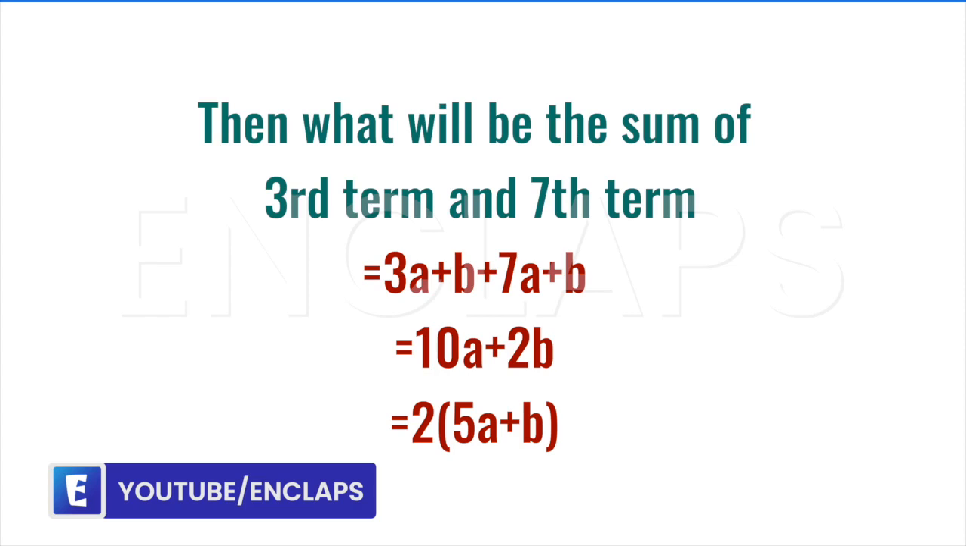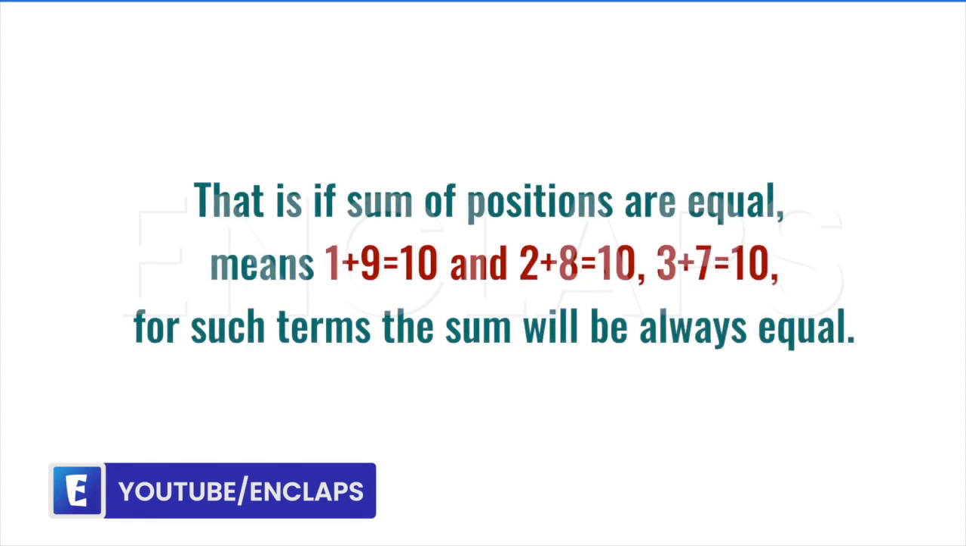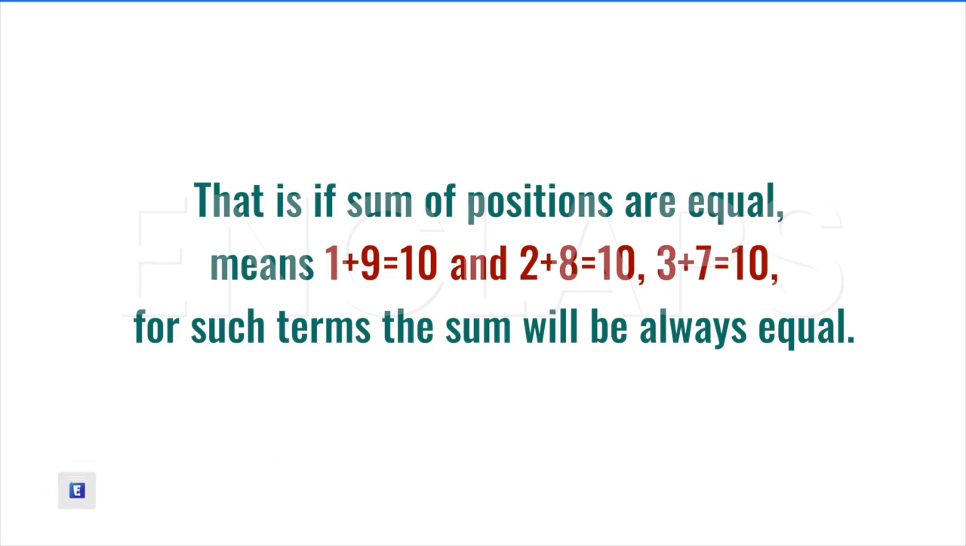Here we can say that if the sums of positions are equal, meaning 1 plus 9 was 10, 2 plus 8 is 10, the second term plus the 8th term, that is 2 plus 8, 10, 3 plus 7, 10, for such terms the sum will always be equal.